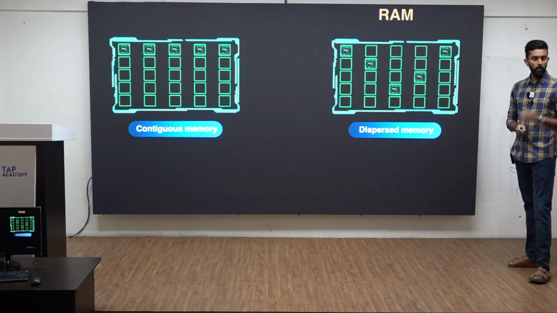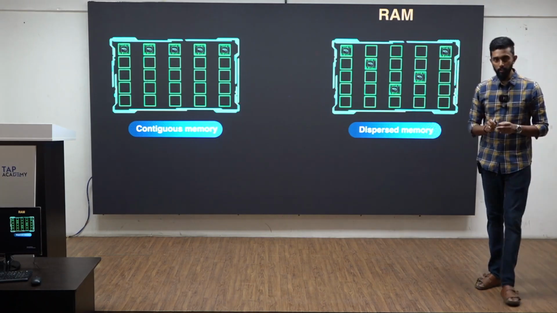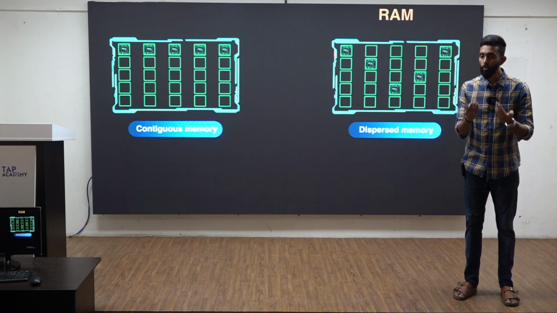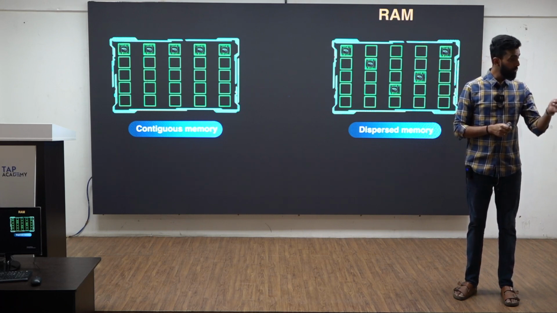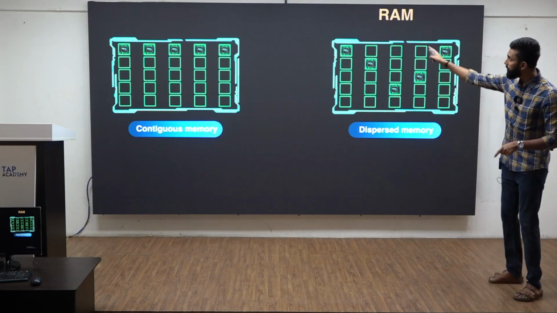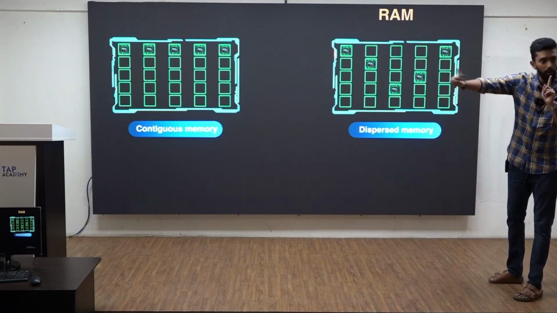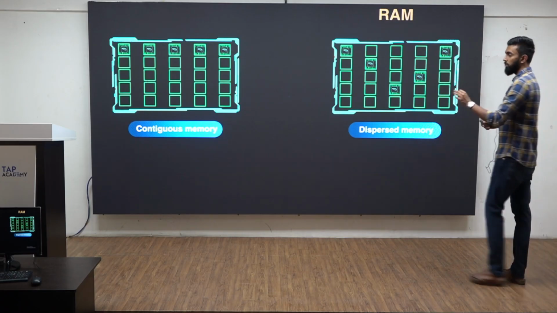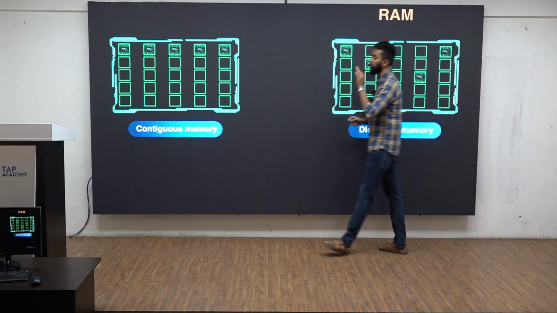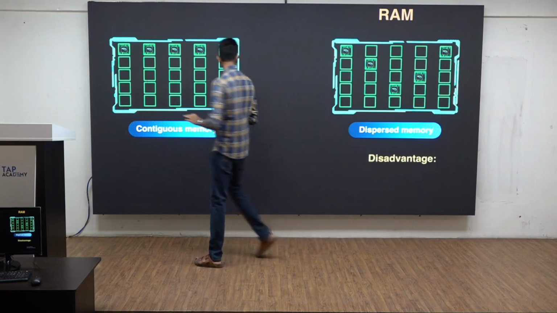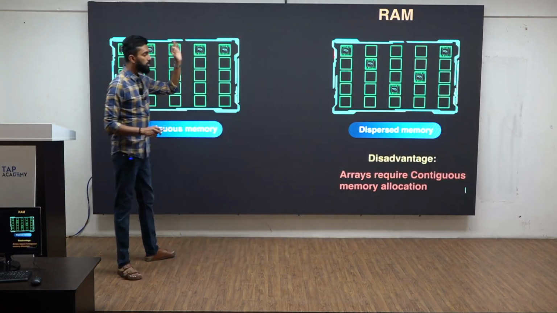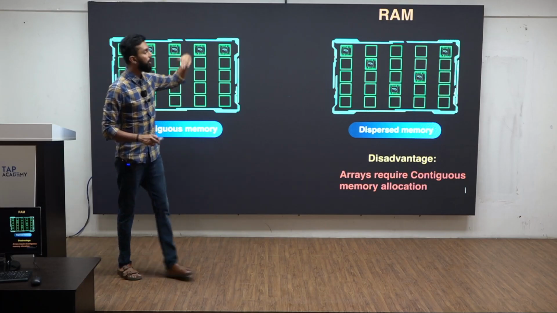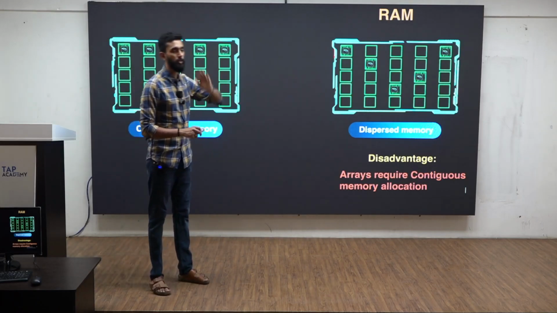Am I clear? Now the biggest disadvantage of an array is, even if memory is there, the array will not be able to use it. Even if memory is there, it can't use it, only because it is not in a straight line or contiguous. Am I clear? That is why the third disadvantage of an array is that arrays can only use contiguous memory allocation. Arrays cannot use dispersed memory locations.